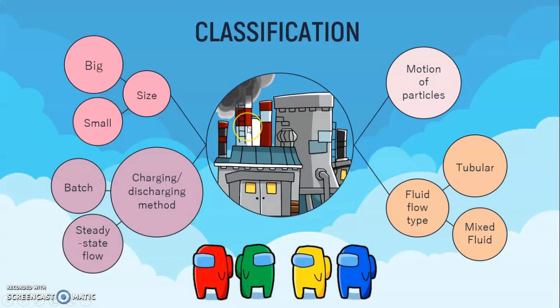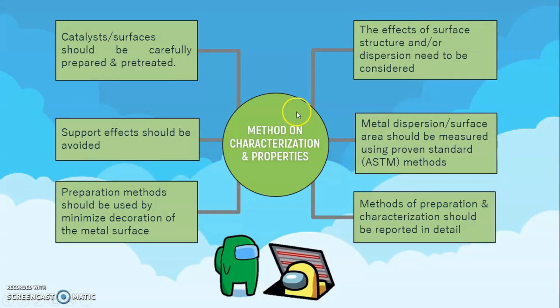So let's look into the four classifications of the catalytic reactor. The first one is size, which is big or small. The second one is the charging or discharging method, which is batch or steady state flow. The third one is the motion of particles, and the fourth one is the fluid flow type, which is tubular or mixed fluid.